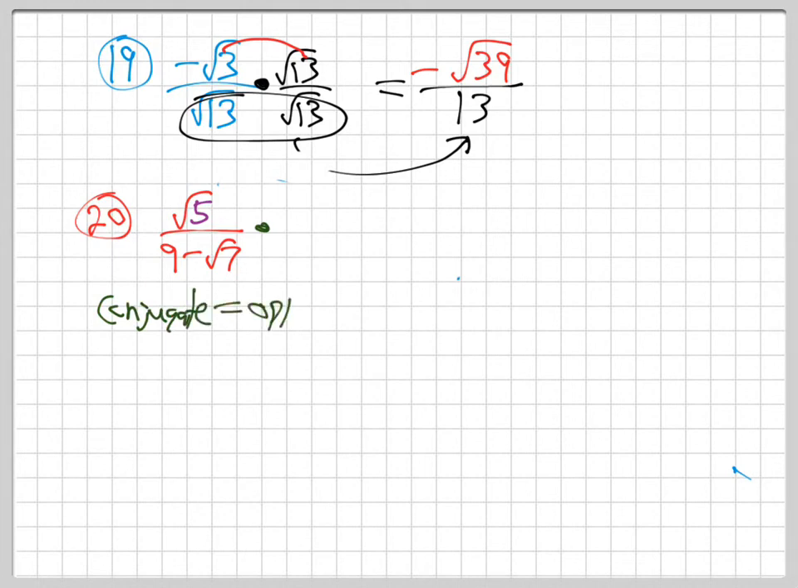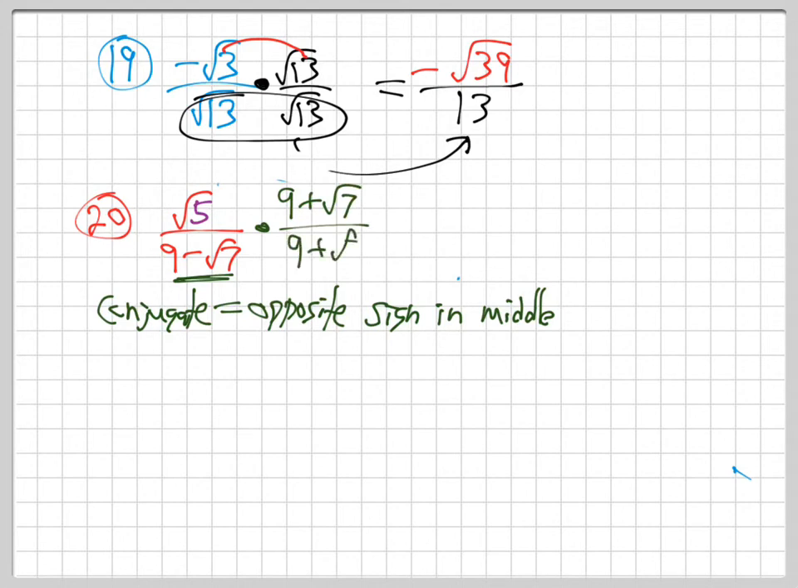Conjugate means opposite sign in the middle. Opposite sign in the middle. So that means you take this guy, and you take exactly what he is, and you put the opposite sign in the middle. Like that. That's what'll work. This will work great. So write this down. This will work great.